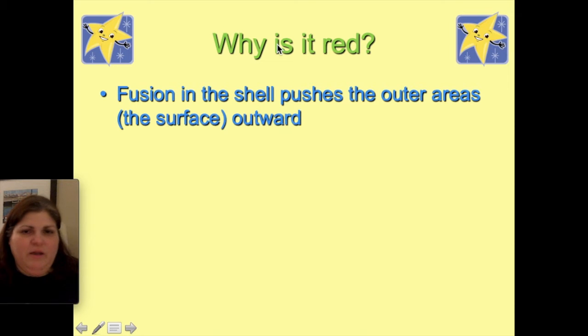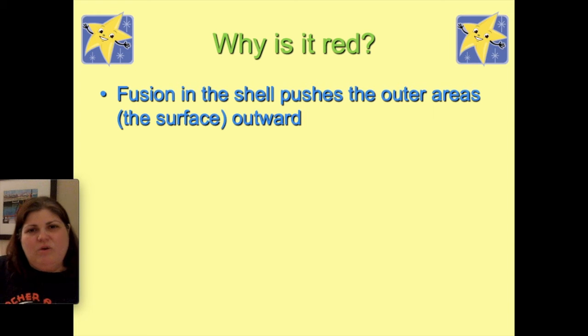So why is it red? Well, the surface of the star is getting further away from the area of heat. And because it's getting further away, imagine that you are standing around a bonfire. The further away you get from the bonfire, the cooler it feels. It's kind of a similar phenomenon.